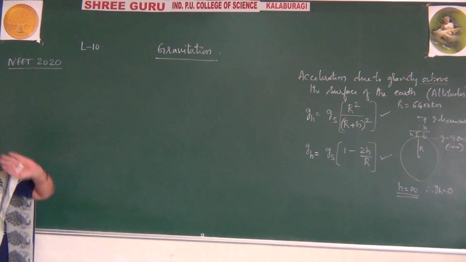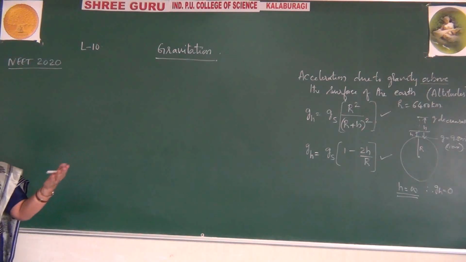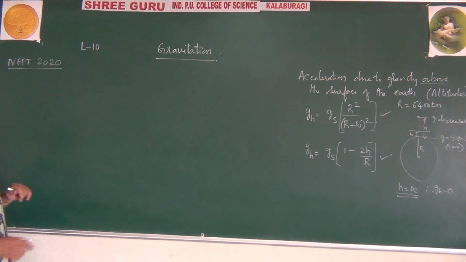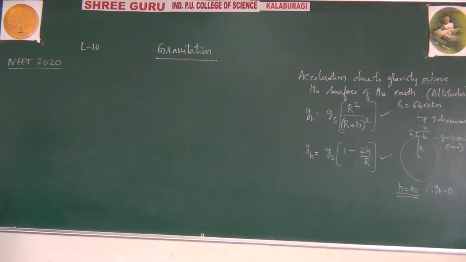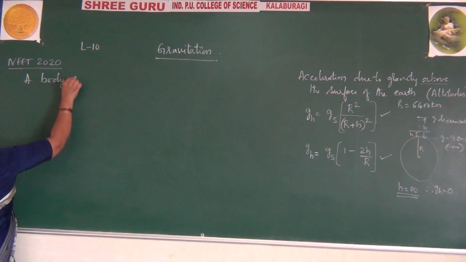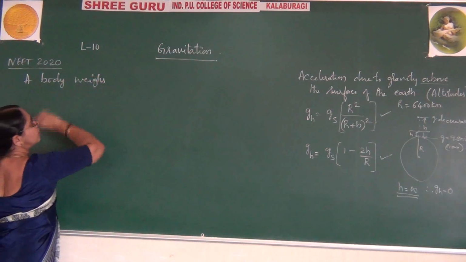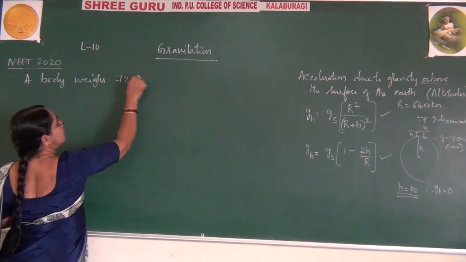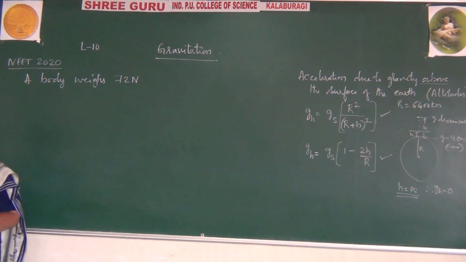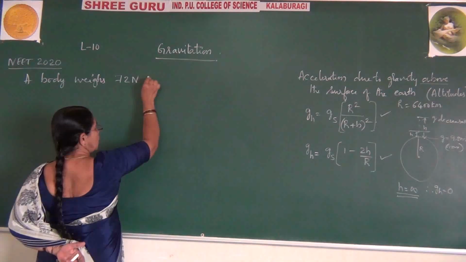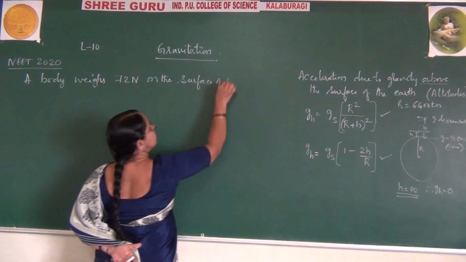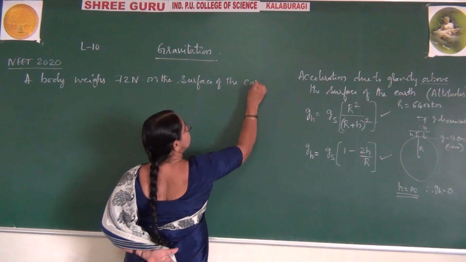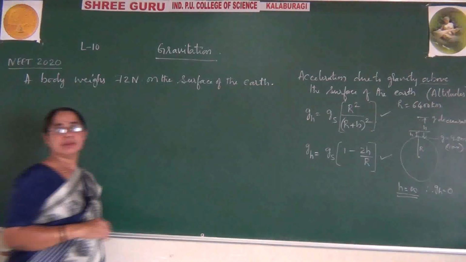They will never give you the formula directly. They slightly twist it, and you have to be careful to write things. So, during 2020, you had one question based on altitude. Let me tell you what it is. A body weighs 72 Newton on the surface of the earth.